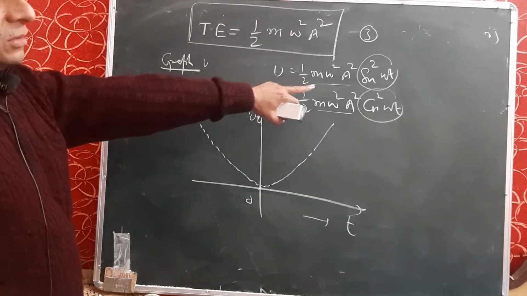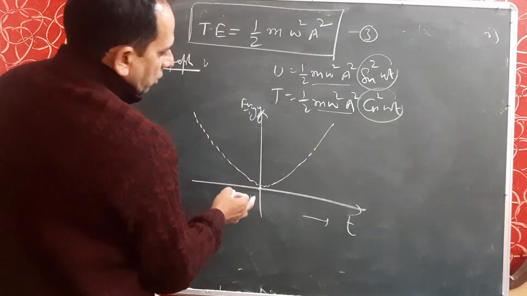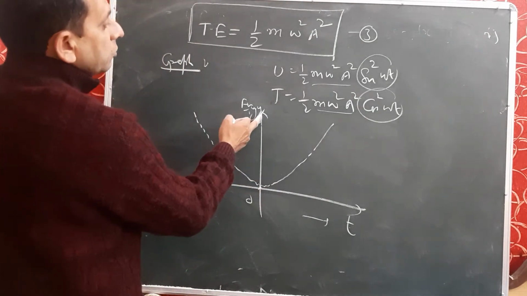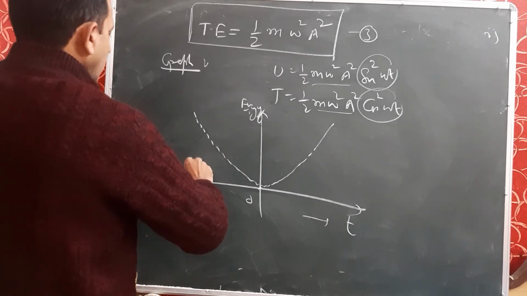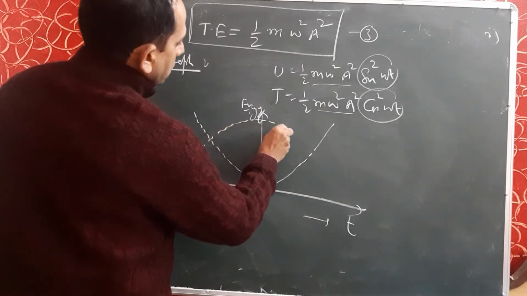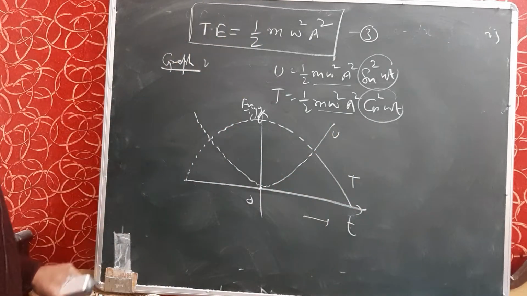So it will vary as a cosine square function. So cos square means cos 0 is 1, because at 0 its value is 1, and 1 means the maximum value. So for cos square, the curve is like this. So this is the kinetic energy, and this is the potential energy U.